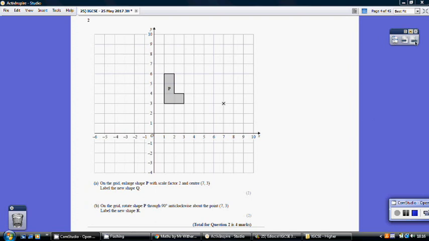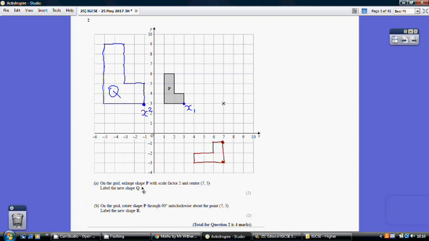Question 2. So we've got to enlarge the shape with scale factor 2, center 7, 3. So go to the center 7, 3, and then shape P, all the points are going to be twice as big, scale factor 2, but also twice as far away.